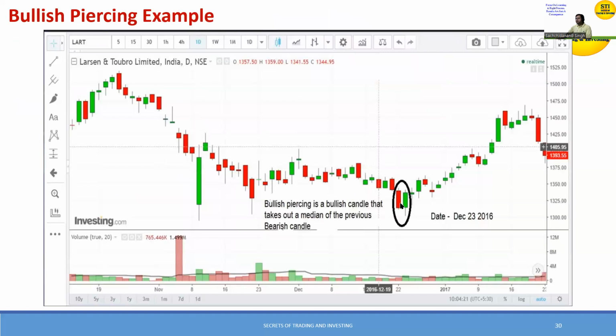Examples will be like this. This is LNT, a downtrending market in a daily time frame, and when it made this two-candlestick formation, the bullish piercing, the price reversed and started going up.